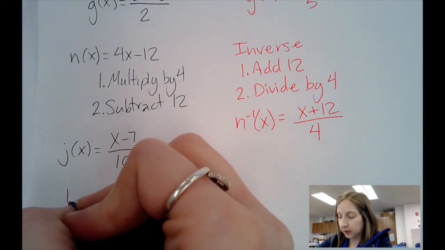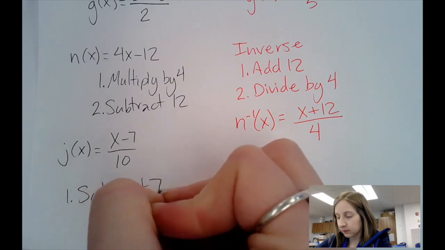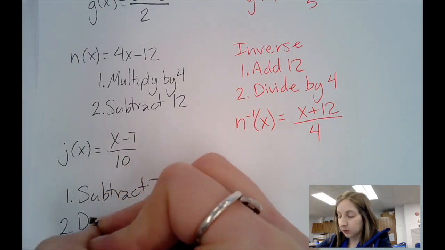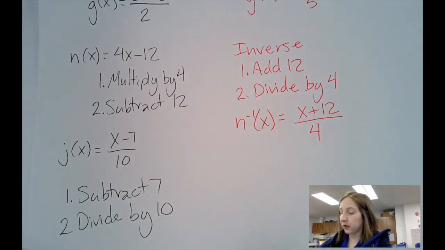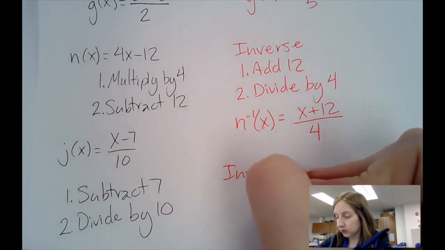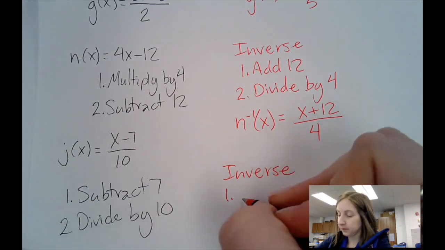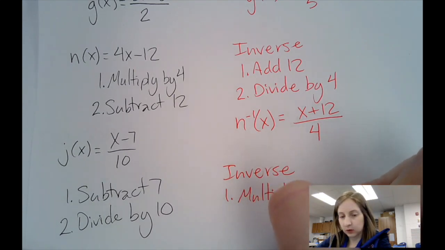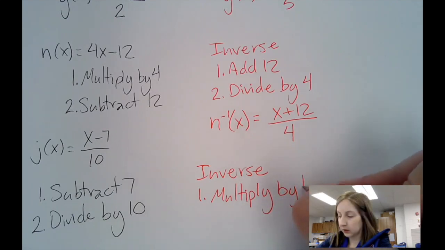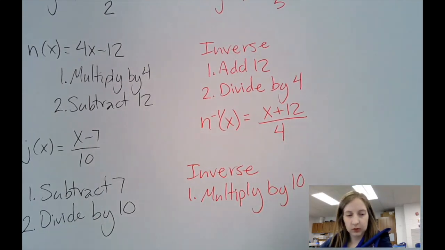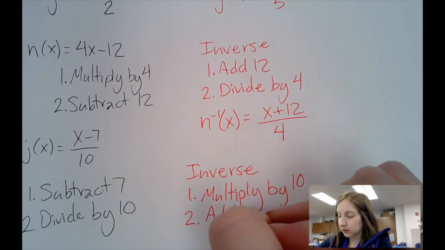So my first step here, if I knew what x was, is I would subtract 7. And then my second step would be to divide by 10. So over here, we're going to do the inverse. We're going to start by undoing divide by 10. So multiply by 10. Step 2, add 7.